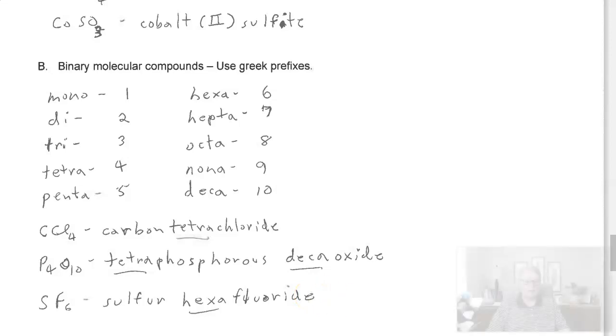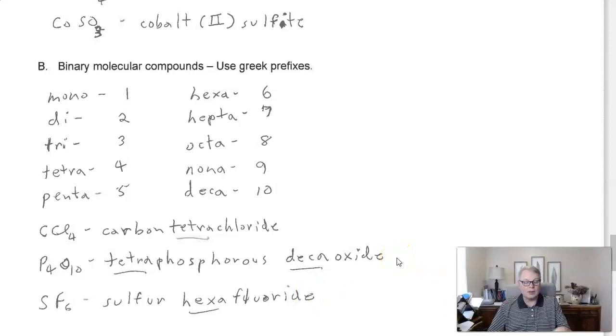All right. Look, you've been doing this all along, just didn't realize it. What's CO2? Well, that's carbon dioxide. So what's CO? Well, that's carbon monoxide. Poisonous stuff there. But that's carbon monoxide. So yeah, you've been doing this all along.